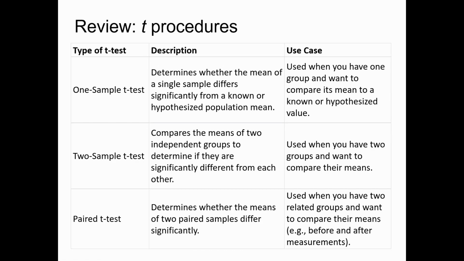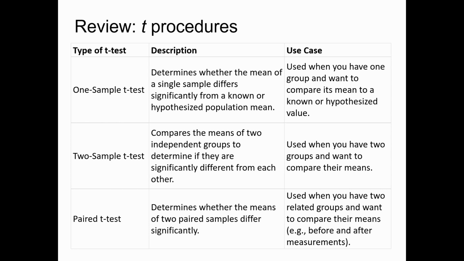There are 3 different types of t-tests. The first one we went over last week, the 1-sample t-test, and that determines whether the mean of a single sample differs significantly from a known or hypothesized population mean. We use that when we have one group and we want to compare its mean to a known or hypothesized value. For example, our class height was the sample and the known or hypothesized value was the national average we compared. And we found out we weren't different, right?